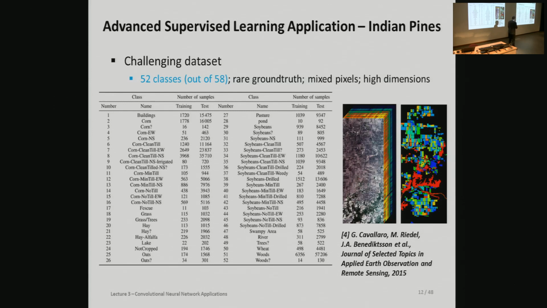We have rare ground truths, as I said earlier. We put out those with somewhere around 100 samples or fewer. So you still see very low numbers here and there, which are very hard to learn from.